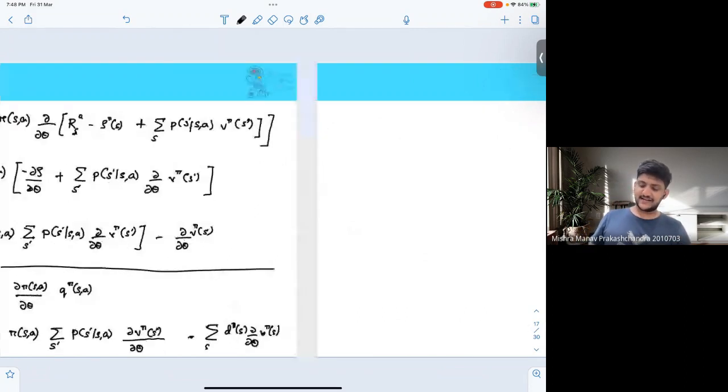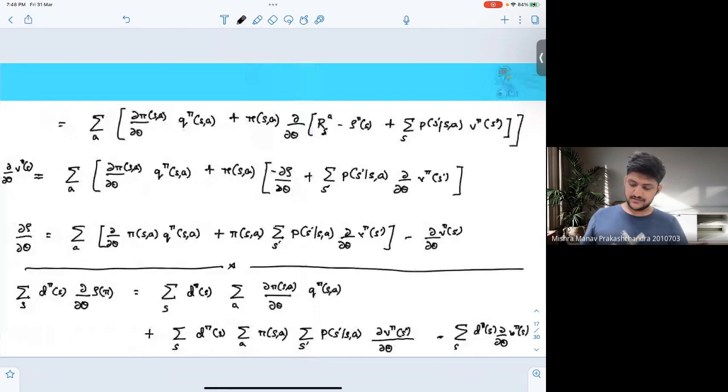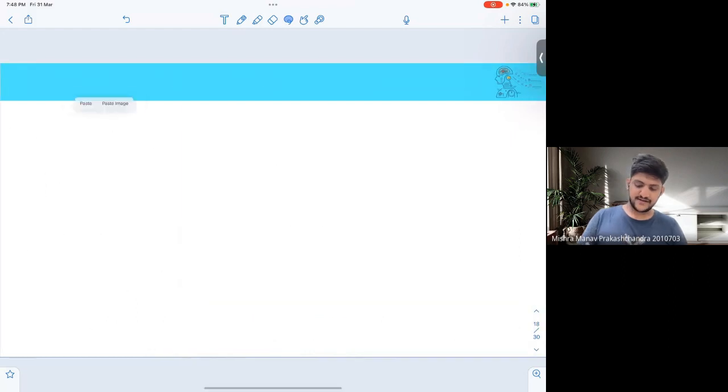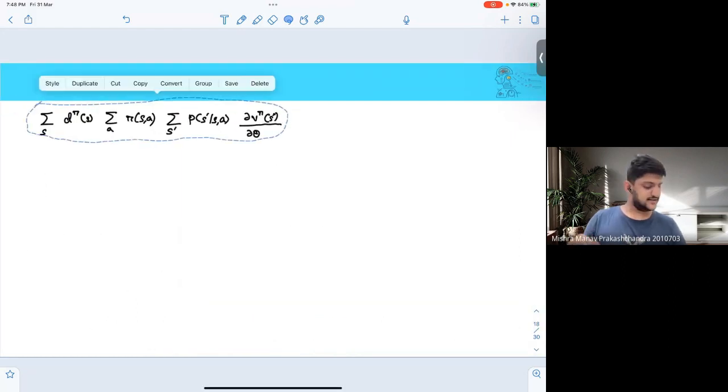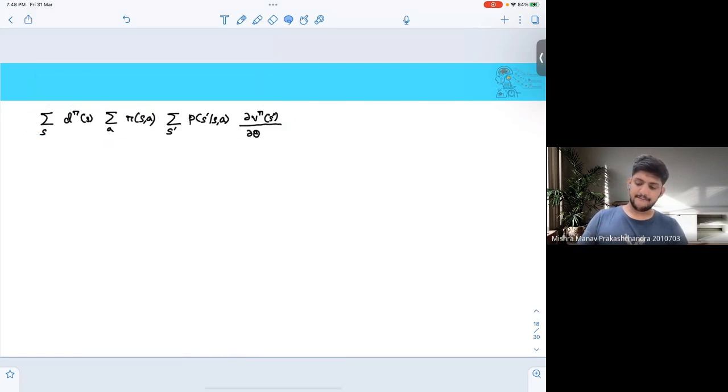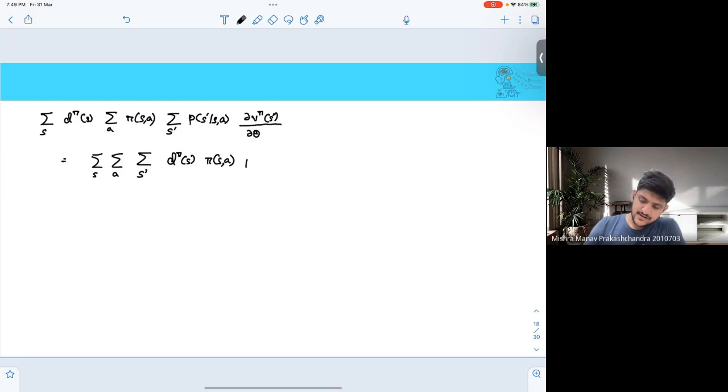Now, if I take a look at the second term in the equation, I'll copy and paste it here. So if I look at this particular term, I can write it as summation over s, summation over a, summation over s prime. I have d pi of s, I have pi of s comma a, I have p of s prime given s comma a, and then the remaining d v pi s prime by d theta.